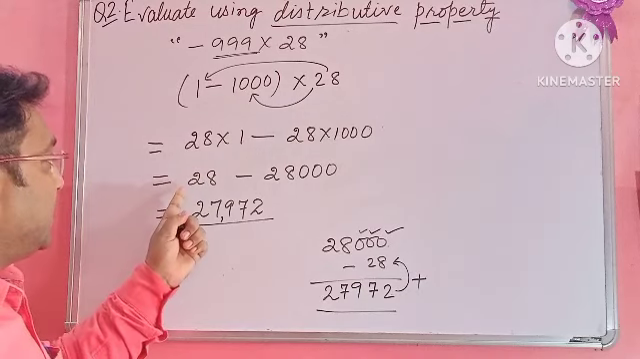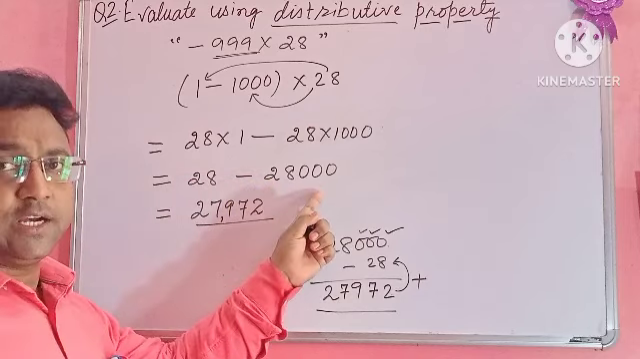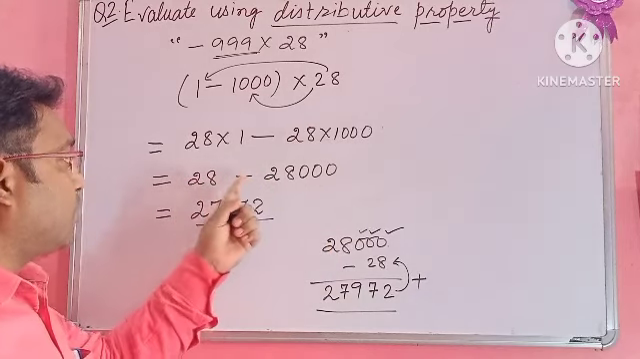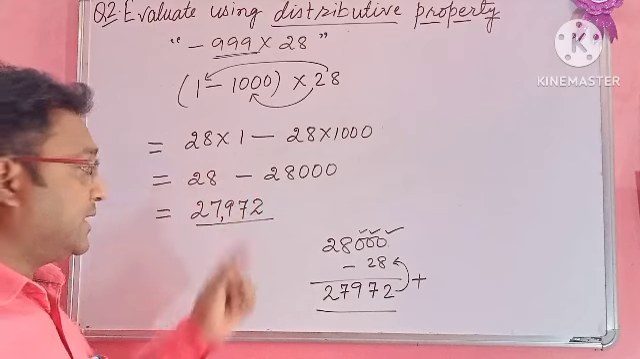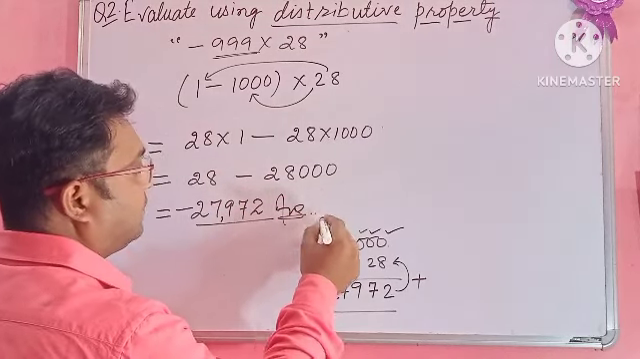But now your answer is not yet completed. Why? Because 28 is being subtracted from this 28,000, and this minus sign is staying with this 28,000. So out of minus sign and plus sign, the minus sign is greater, so we will put a minus sign in our answer. This will give you the final answer.